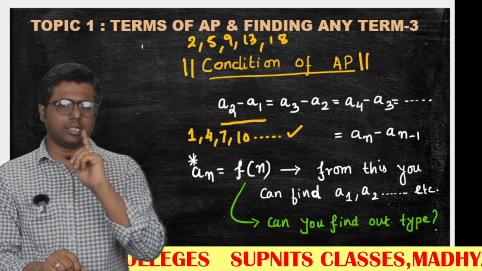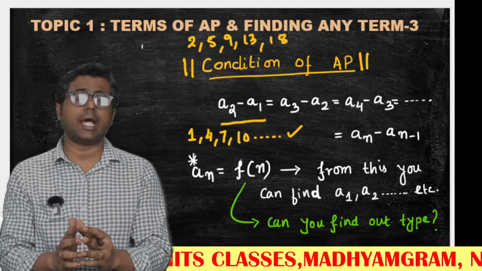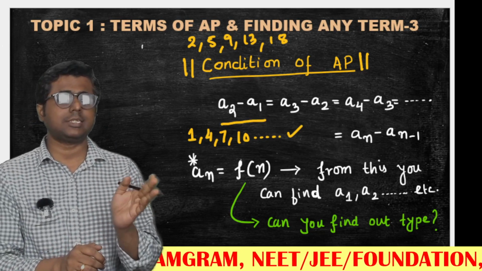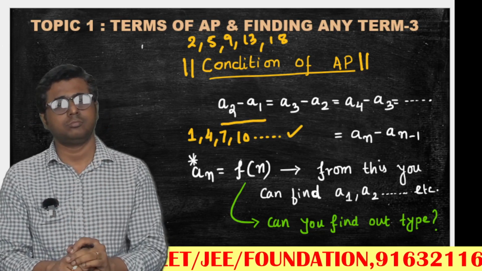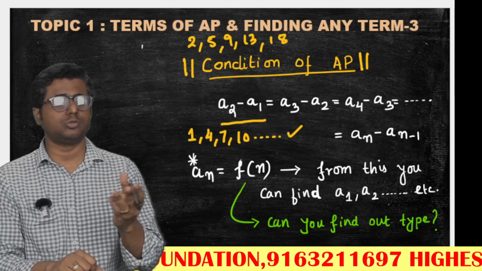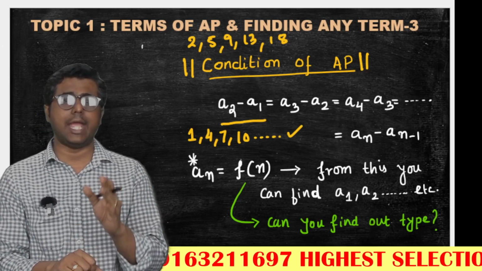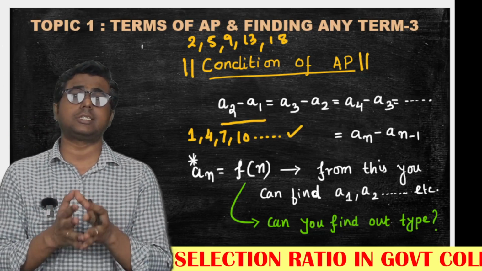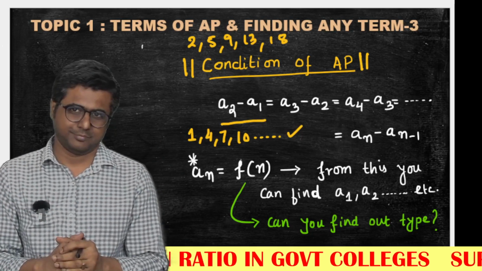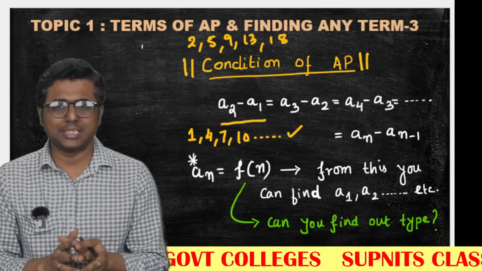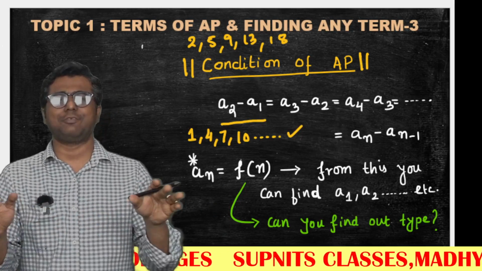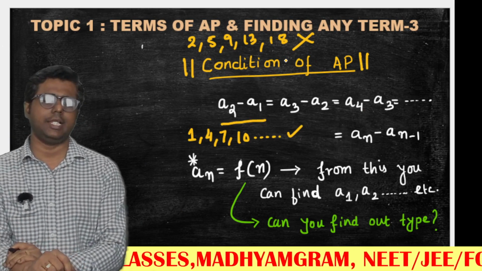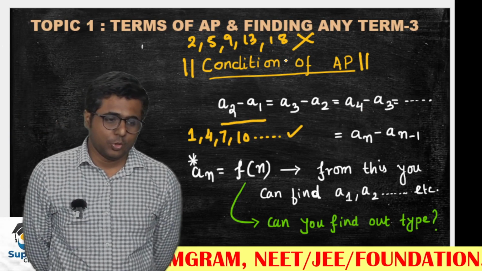5 minus 2 is 3, everything is fine. But what about 9 minus 5? It is 4. What is 13 minus 9? 4. First difference was 3, then 2 differences are coming 4. What about the next one? 18 minus 13, 5. Things are not matching. You cannot say that this difference is common. This difference is different. So, definitely this one is not in AP, guys. So, that is cancelled out.